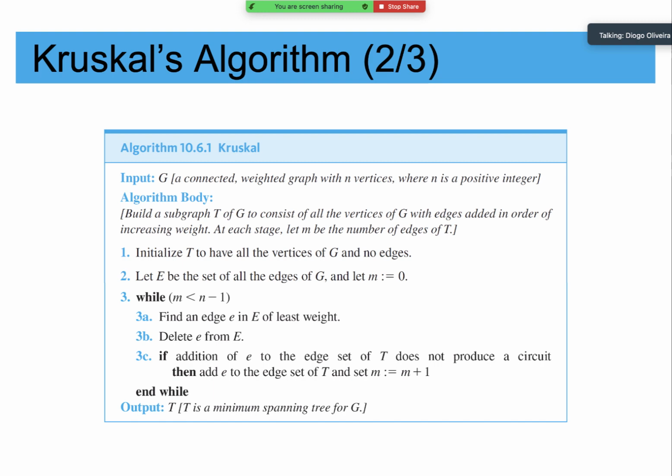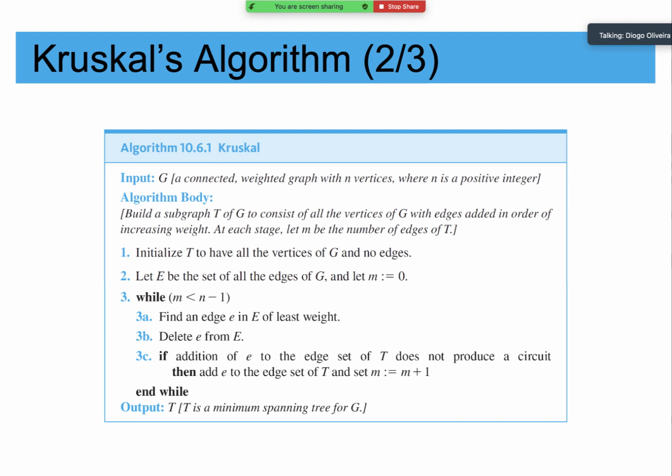So basically, this is the algorithm, right? Obviously, we're not going to go through each step of this algorithm, but what you have to observe here is you have a graph, which we're going to call G. We're going to initialize T to have all the vertices of G. So we're creating a subgraph, T, that is basically a subgraph of G. And remember, for this to be a spanning tree, it's gotta have all the vertices that belong to the graph. So initialize T to have all the vertices of G and no edges, for a very simple reason.